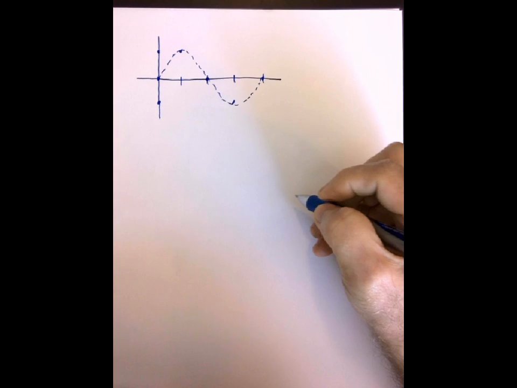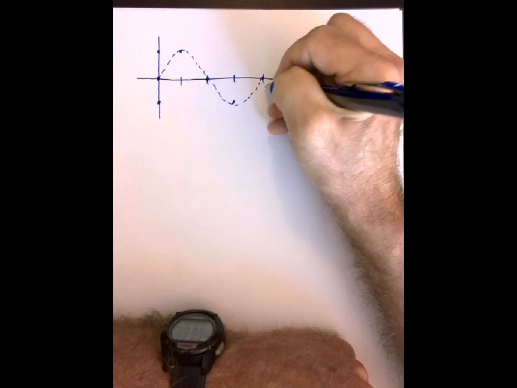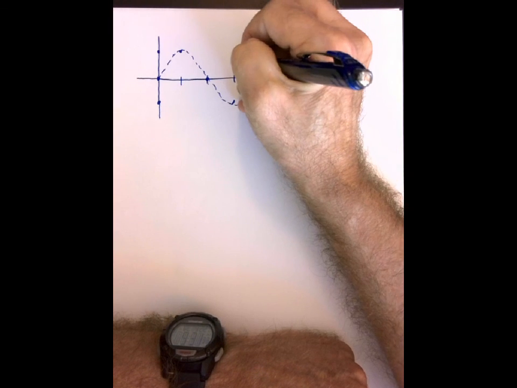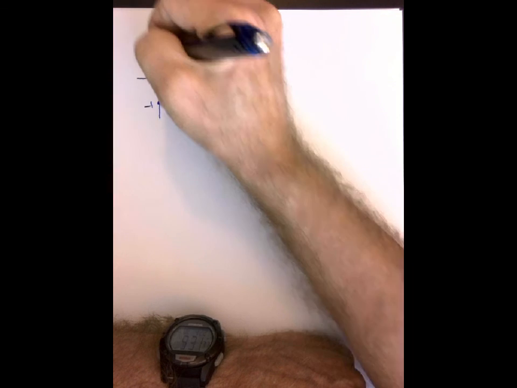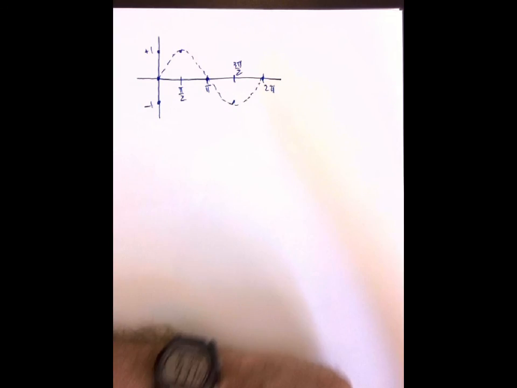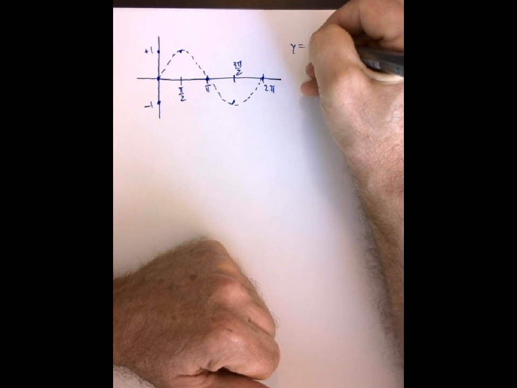Right? There it is. So this is 2 pi. This is 3 pi over 2. Pi, and then that's pi over 2, -1, +1. Of course, our garden variety, y is equal to sine x.